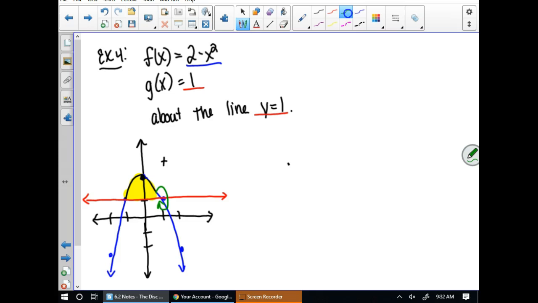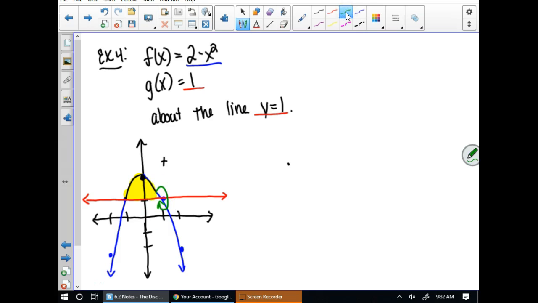Like right now, if I plug numbers into 2 minus x squared, it's giving me the distance that this graph is from the x-axis, right? If I plug in 0, I get 2. If I plug in 1, I get 1. So it's giving me the distance that point is vertically from the x-axis. But I don't want to rotate around the x-axis. I want to rotate around the line y equals 1.